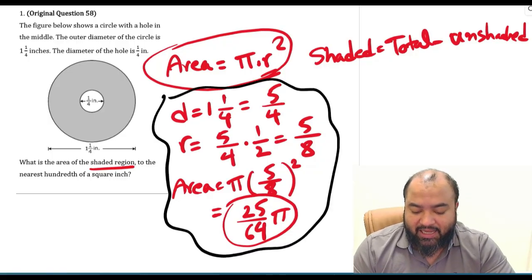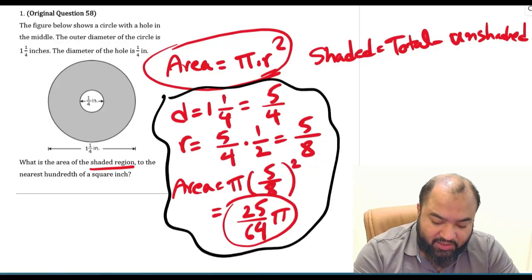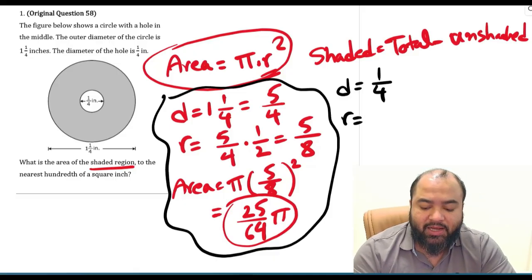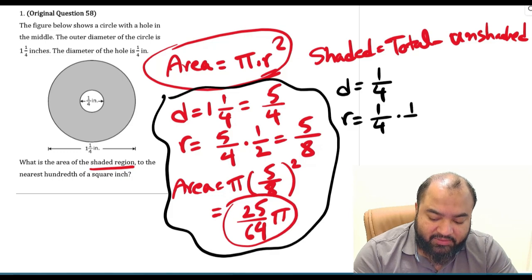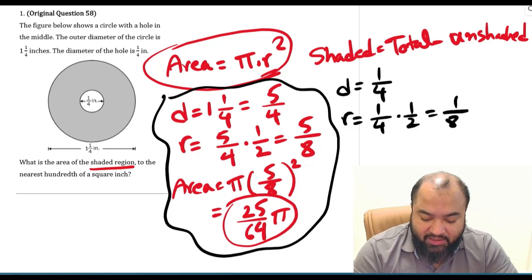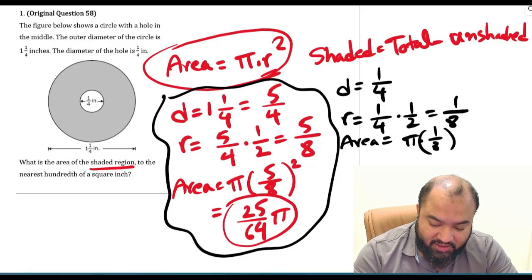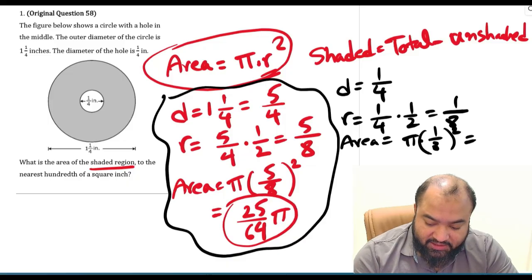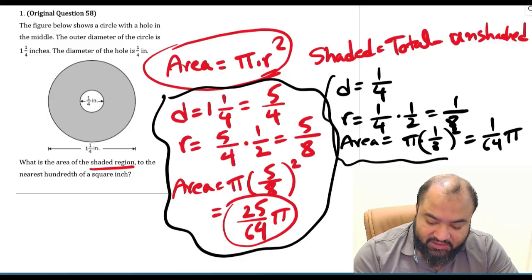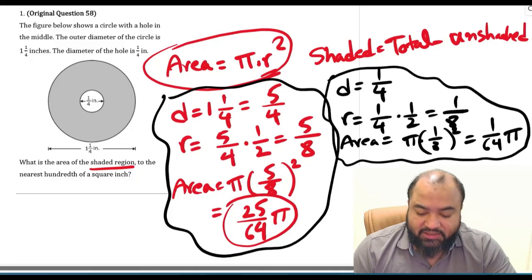Now let's find the area of the smaller circle, the baby one. The diameter of the smaller circle is 1/4. Radius, how do I find it? Times it by half, you're right. So radius is 1/8. How do I find the area? Pi r squared. So that's pi times 1/8 squared. That's 1/64 pi. This is the area of the smaller circle.